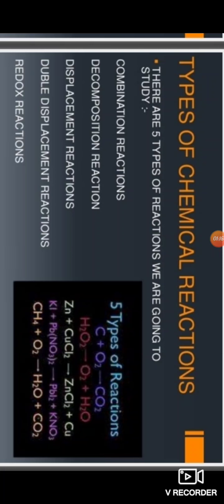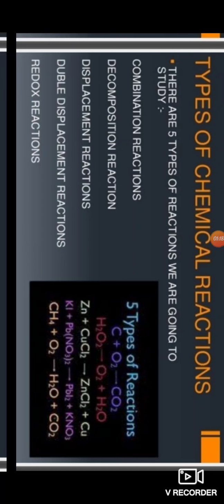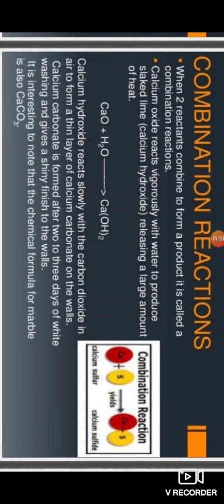What do you mean by chemical combination reaction? Chemical combination reaction means two or more substances combine to form a single product. Two or more substances combine to form a single substance is called a chemical combination reaction. For example, observe this equation.